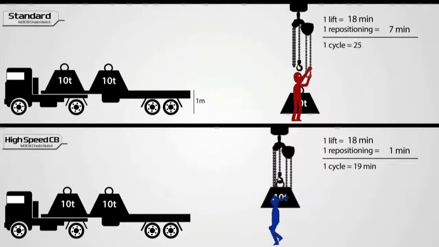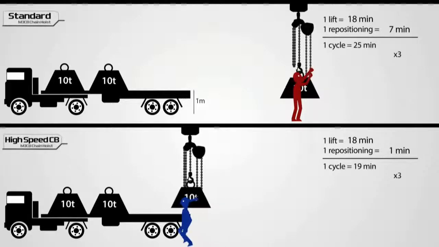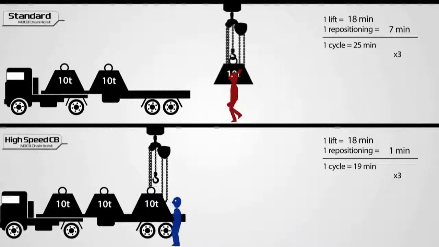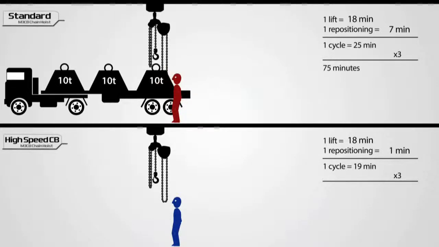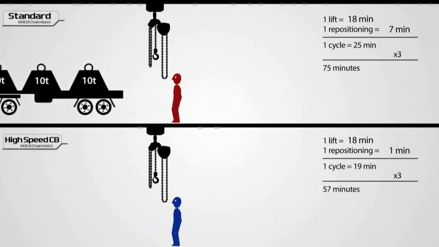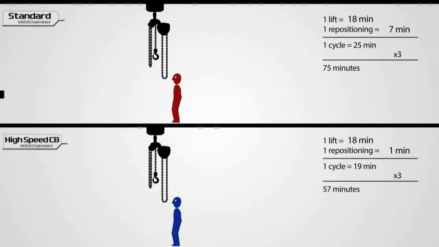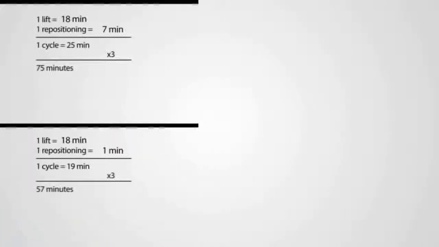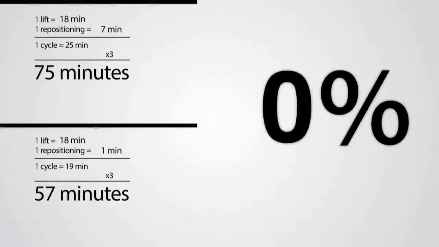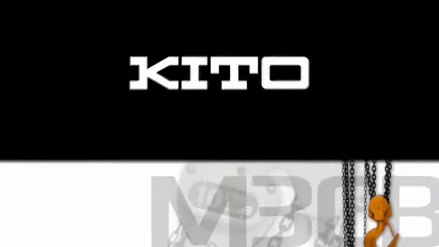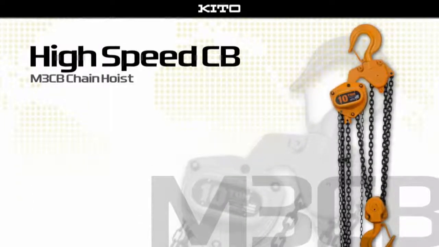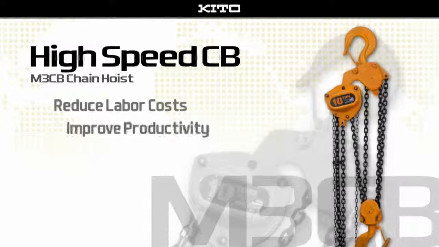When multiple lifts are involved, the time savings add up quickly. It took the red operator 75 minutes to complete 3 cycles, yet it took the blue operator only 57 minutes to finish the same job. This example shows how using a high-speed CB hoist can translate into a significant 24% reduction in man-hours and related costs. If your job requires one or more large capacity lifts, then choosing Kito's new high-speed CB hand chain hoist will help you reduce labor costs and improve productivity.